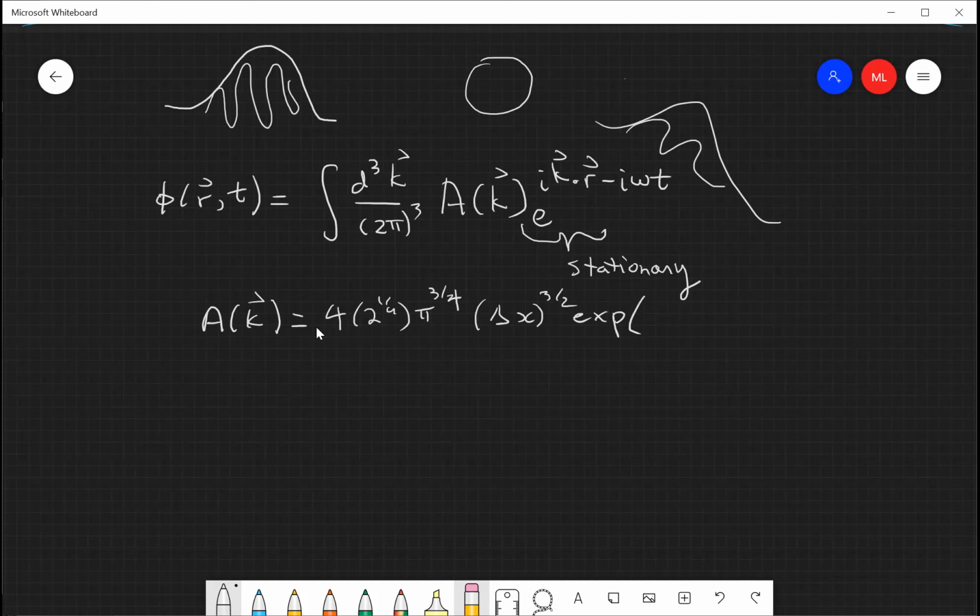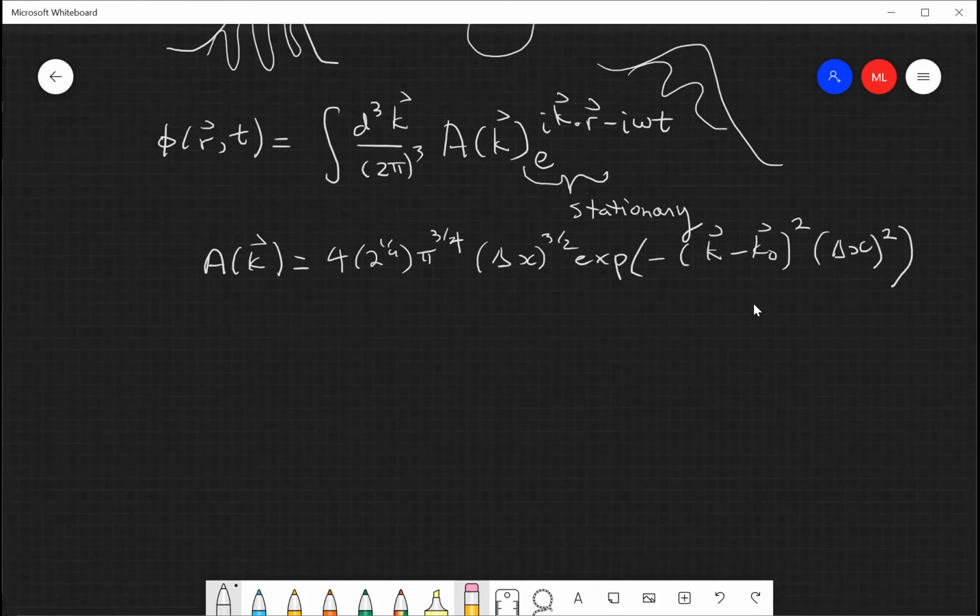And then you can send in a particle with some initial momentum, and so the wave packet portion will look like this. And of course, what is this? This is a Gaussian centered around some k naught, right?